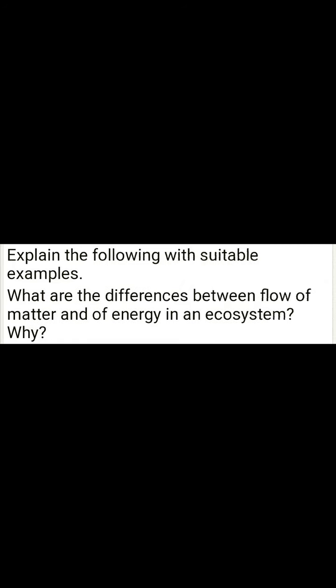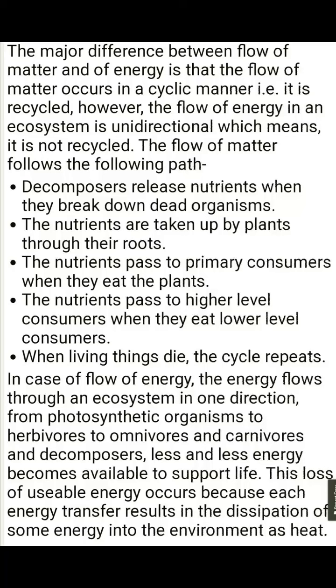The next question is: what are the differences between the flow of matter and of energy in an ecosystem, and why? The major difference is that the flow of matter occurs in a cyclic manner. We know the carbon cycle, oxygen cycle. So the flow of these nutrients is cyclic, that is, it is recycled. However, the flow of energy in an ecosystem is unidirectional, which means it is not recycled.